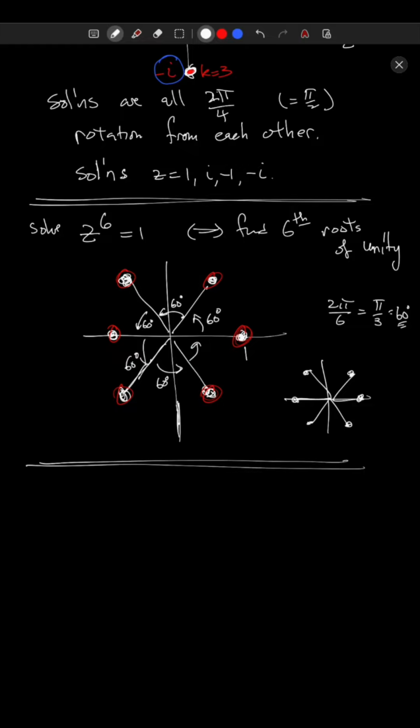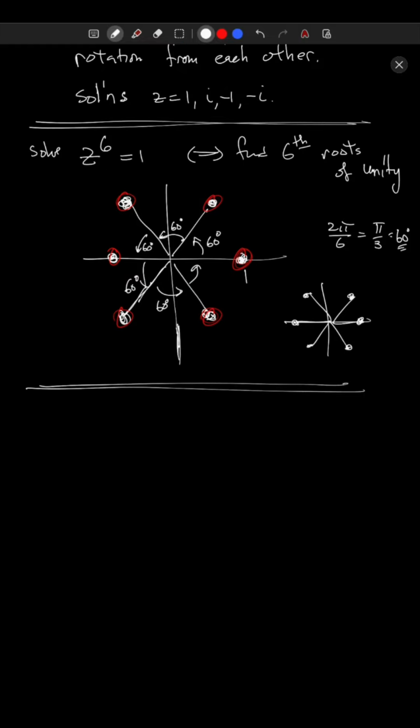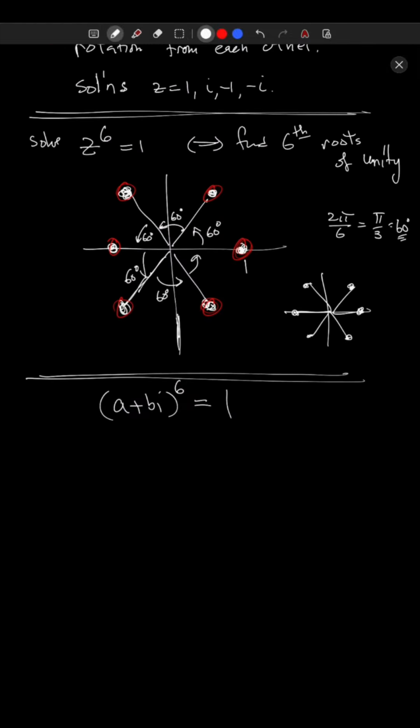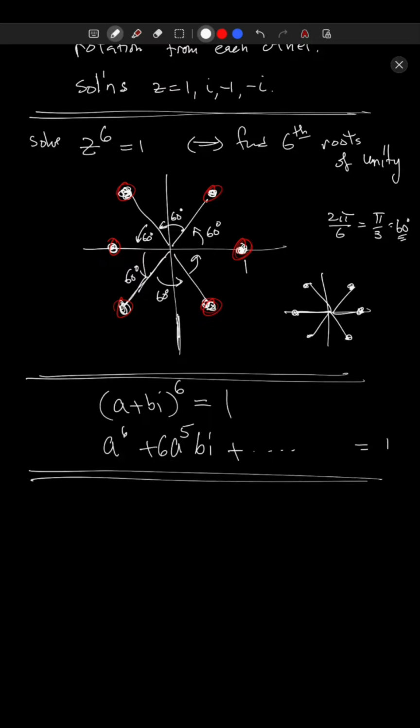So again, this emphasizes how simple calculating roots of unity or roots are when we are working with trig form. Imagine how difficult it would be to do this in standard form: a plus bi to the 6 is equal to 1. How would you solve that? You would have to multiply this out and then try to figure out what a and b are. So if I multiply this out, I would get something like a to the 6 plus 6a to the 5 bi plus dot, dot, dot. There would be a whole bunch of terms. Solve this equal to 1, it'd be a huge pain. But with trig form, super, super simple.